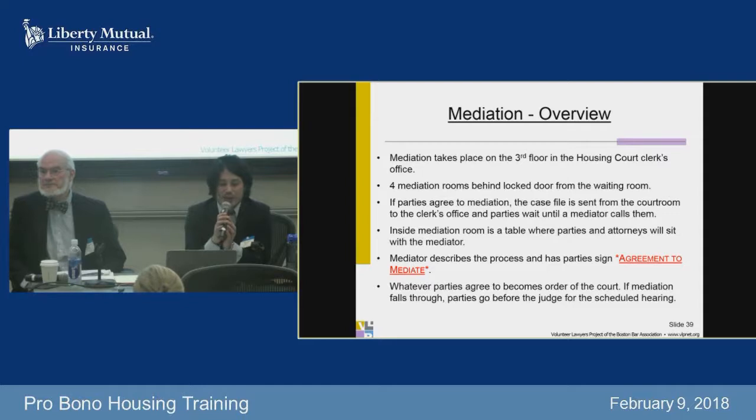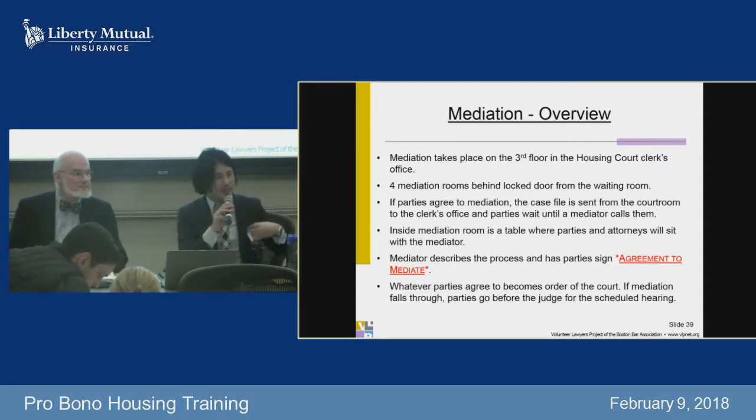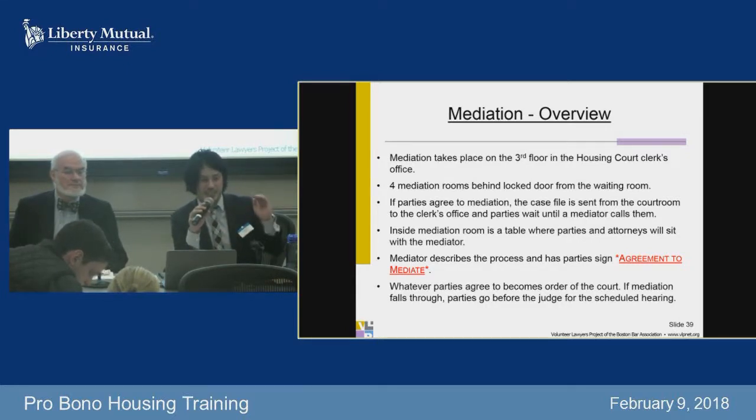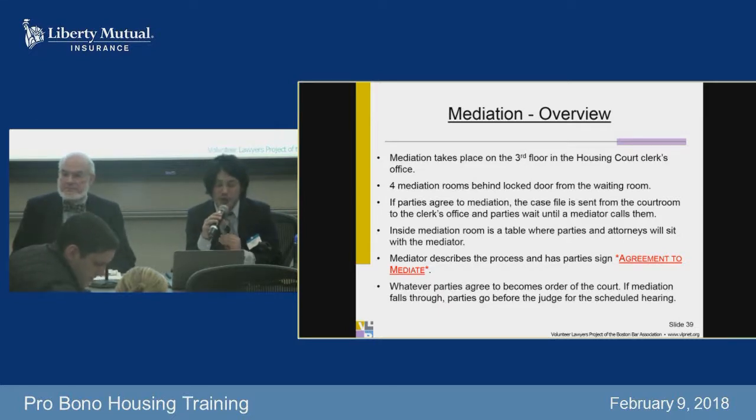Okay, so now we're going to talk about mediation. And again, just to situate you like I talked about before with the clinic, I'm going to situate you a little bit about how mediation works at the housing court. It takes place on the 3rd floor. We're up on the 5th floor. And it takes place in rooms attached to the housing court clerk's office. There are 4 mediation rooms, and they're behind a locked door, separating them from the waiting room.